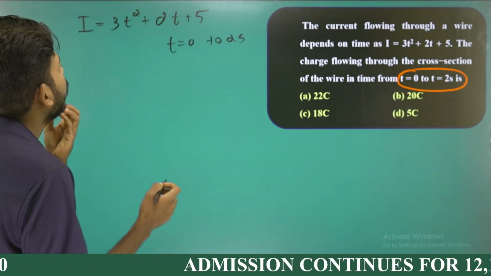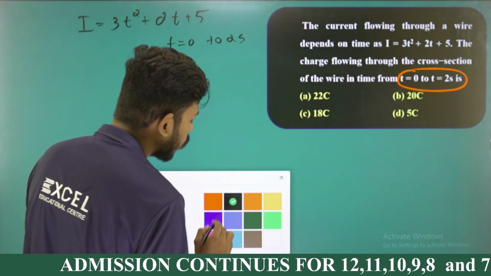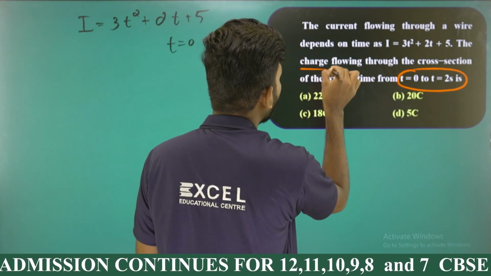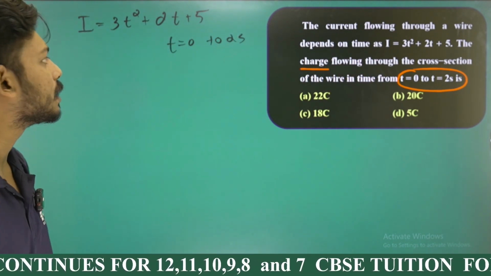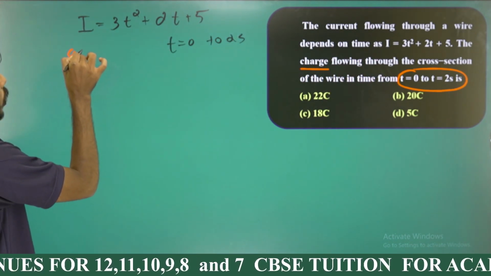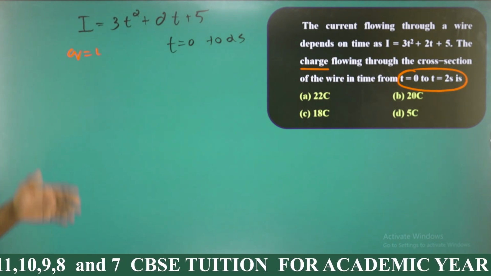The time is t is equal to 0 to 2 seconds. I'm marking the time from t is equal to 0 to 2 seconds. These are the given data. Then we have to find the charge. What is the question actually? The question asks how much is the charge if the current is given below. So we want to find Q. The real question mark is, you have to find the Q.